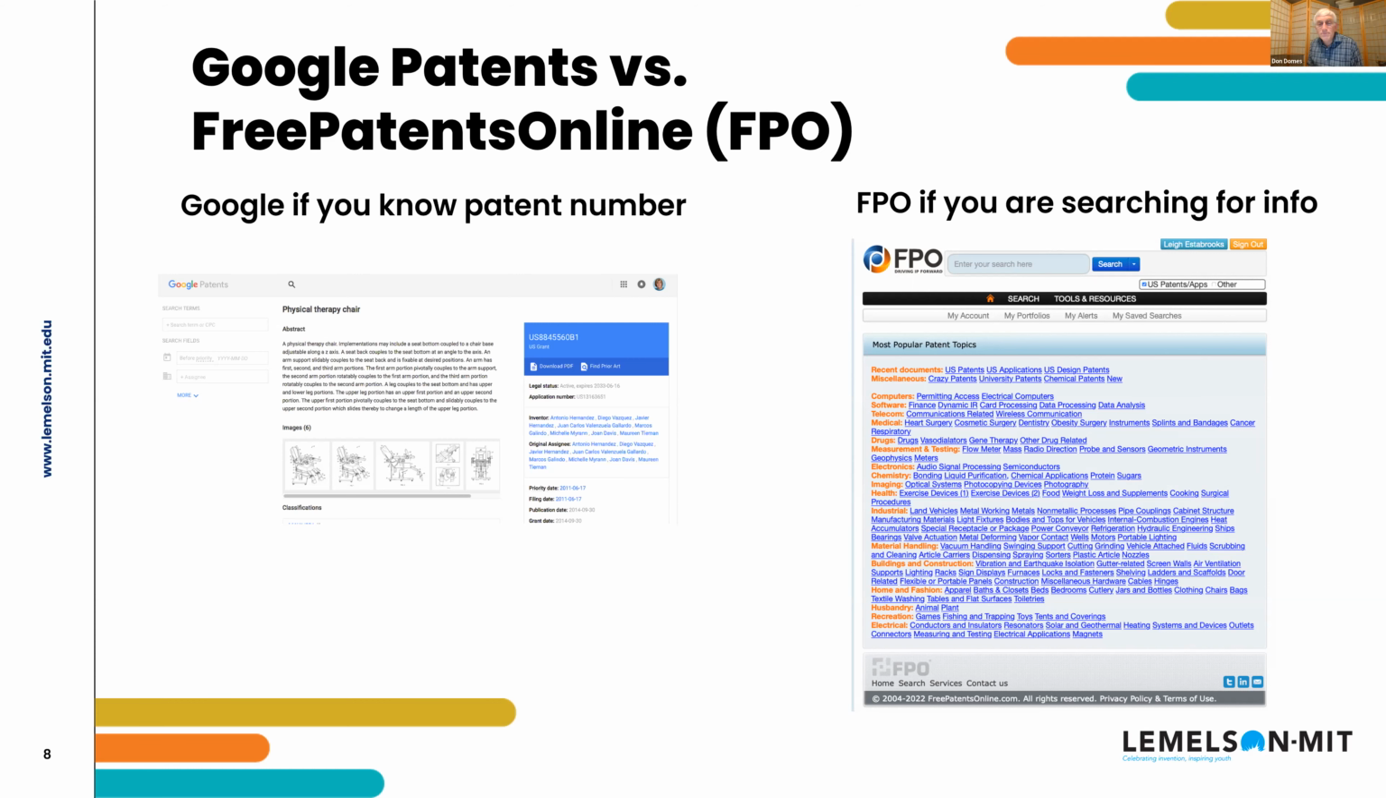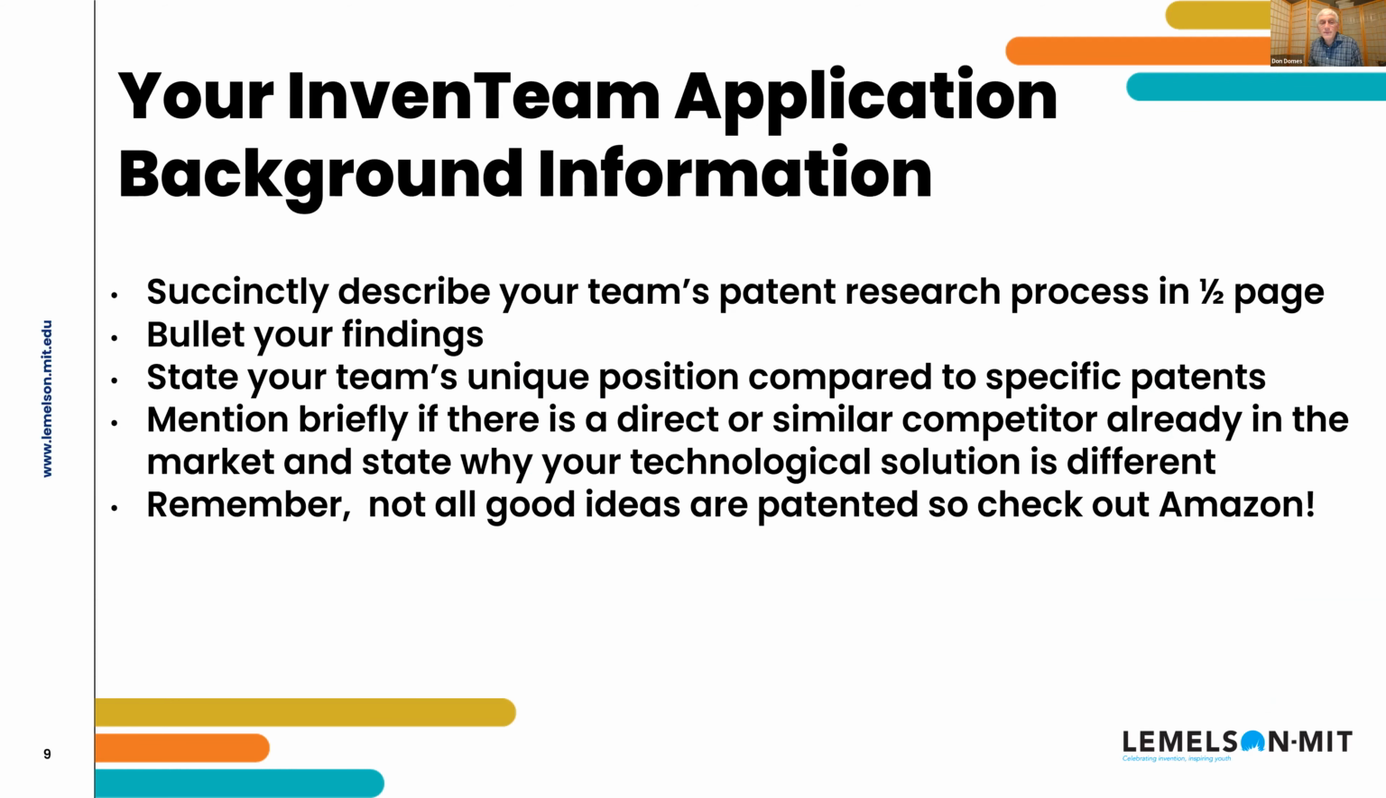Next slide. So on your InvenTeam application, of course, you're going to put all this background information and you want to kind of succinctly describe your patent research process. Half a page is probably good for that. Bullet, it's easier to read a bulleted comment than it is to read paragraphs. You're welcome to structure this so it's easy to read, get right to the point.